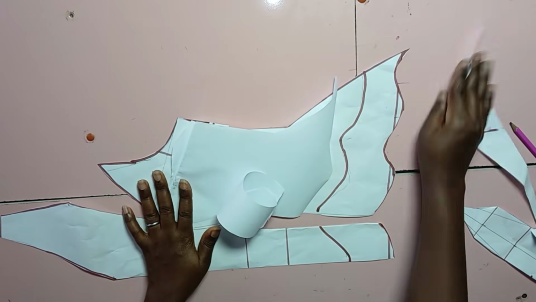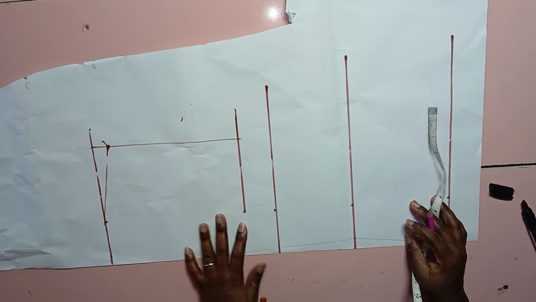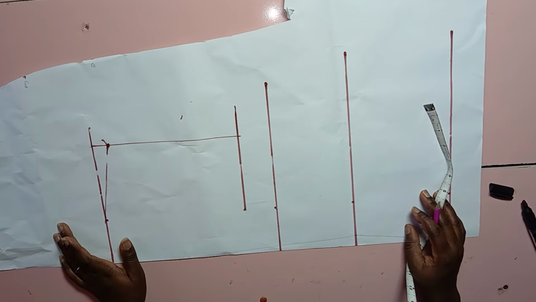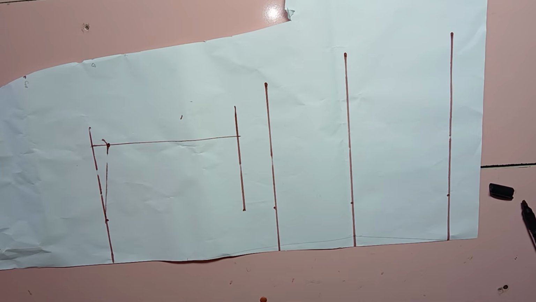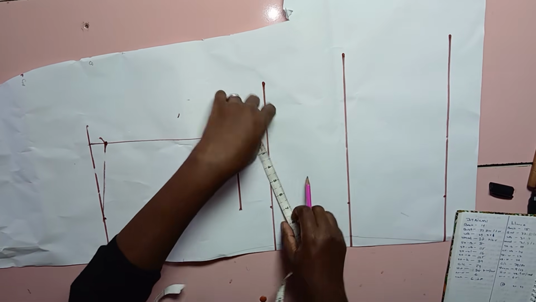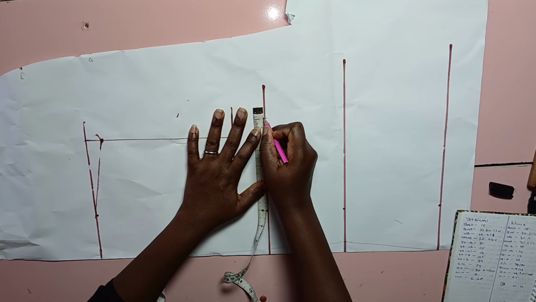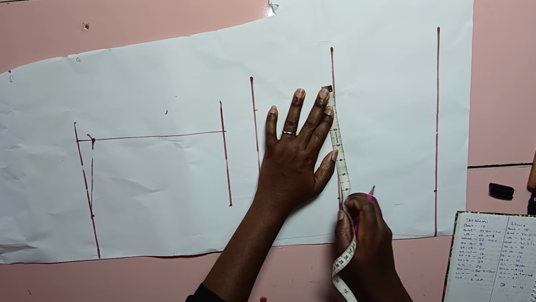So now that we are done with the front, we'll go ahead and draft the back body. So this is the outline we'll be using to draft out the back body. So I'm going to go ahead and input the back measurements. So the back bust is 8.75. I will input the waist measurement.